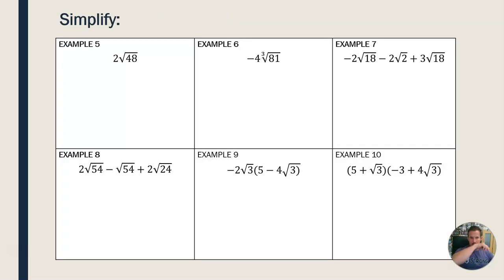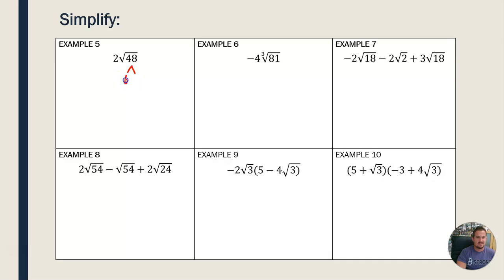So let's practice simplifying some expressions. First of all, here I just have 2 times the square root of 48. I'm not doing any adding or subtracting or anything like that. I'm just simplifying this radical, which again you have done before. So let's just review briefly. In order to simplify the square root of 48, I'm going to go ahead and create a little factor tree to find all the factors of 48.